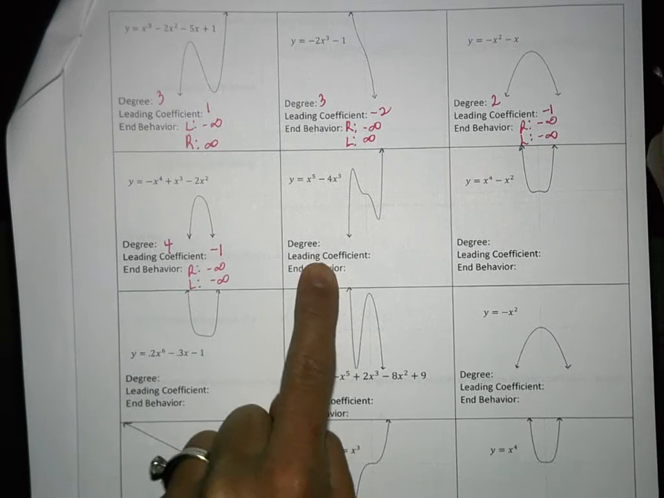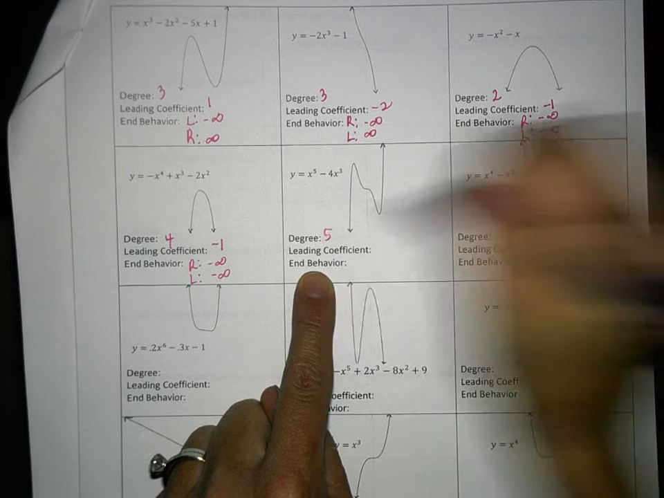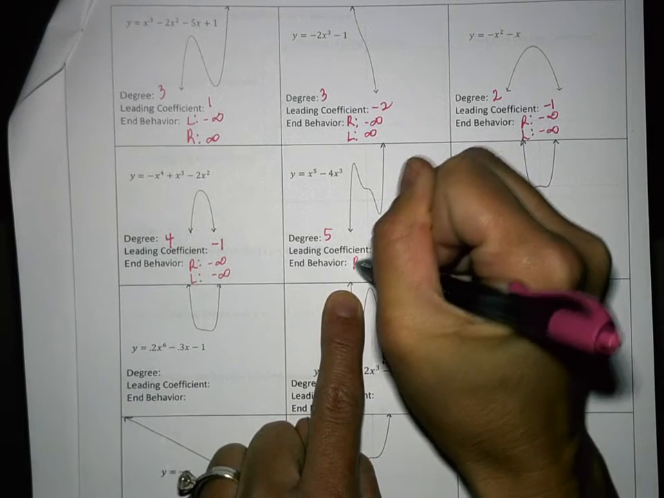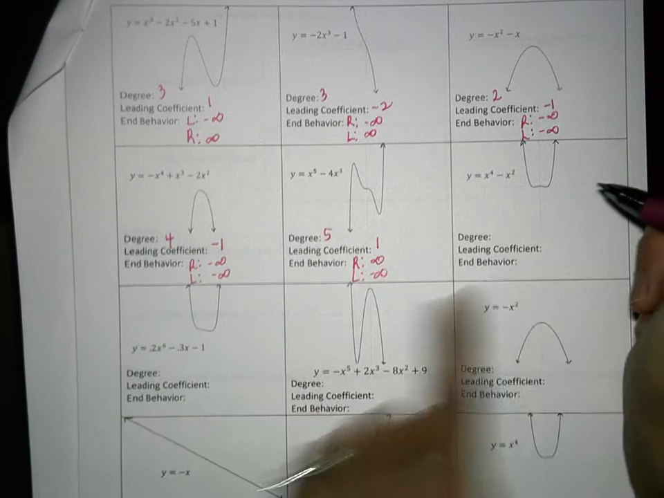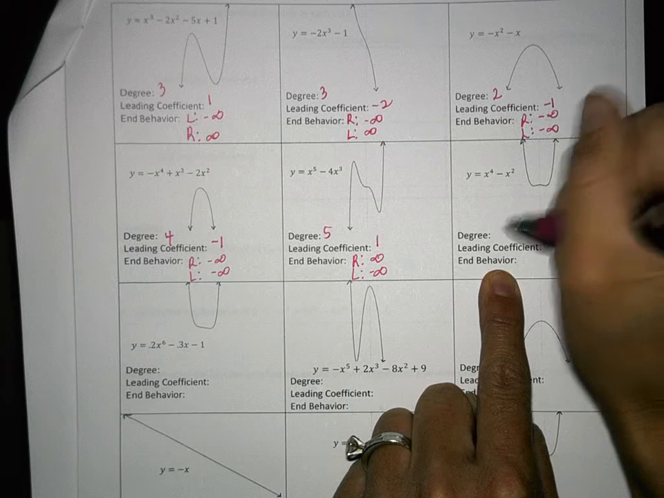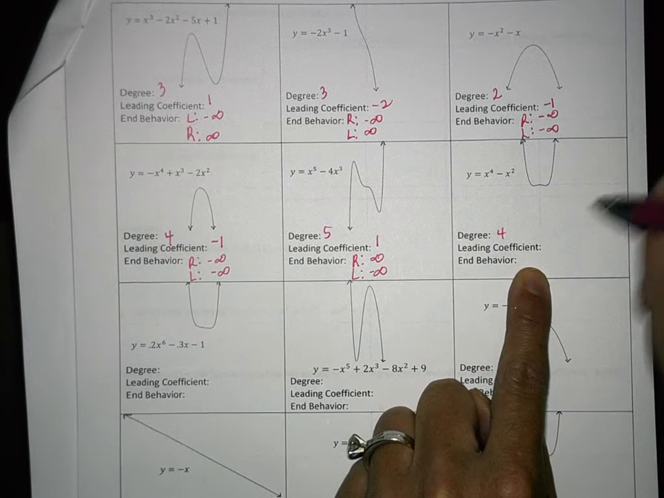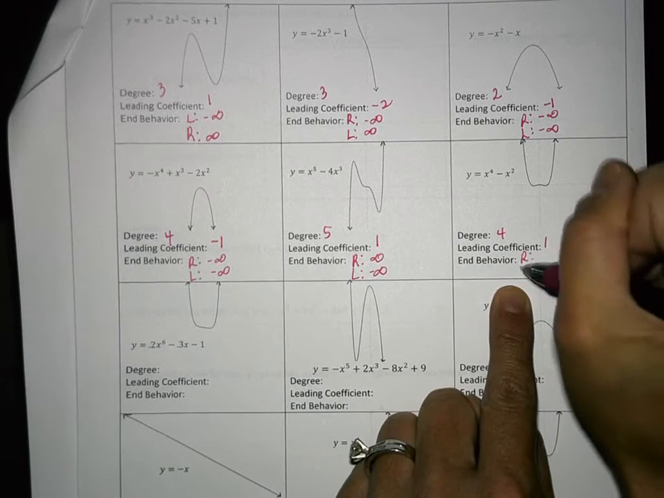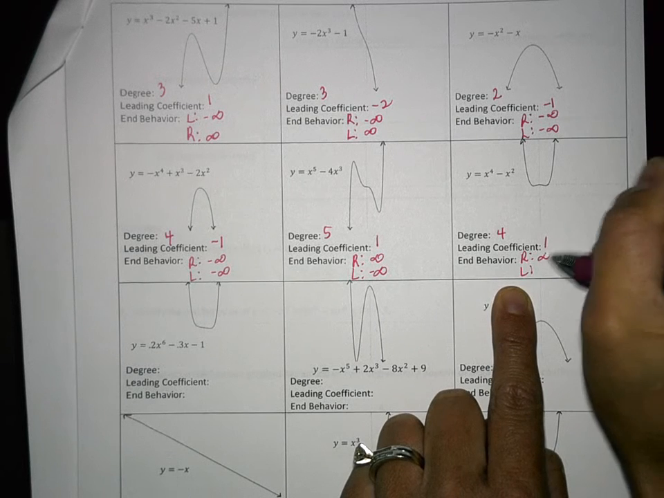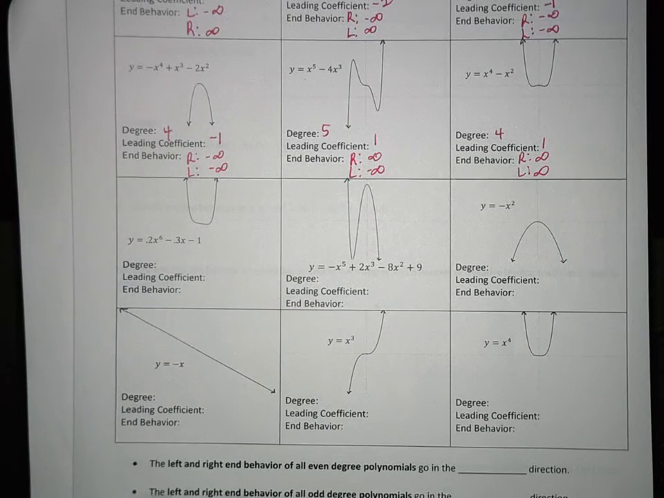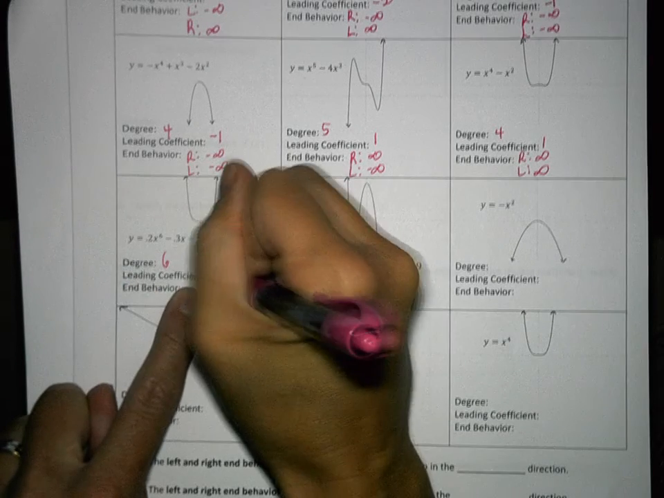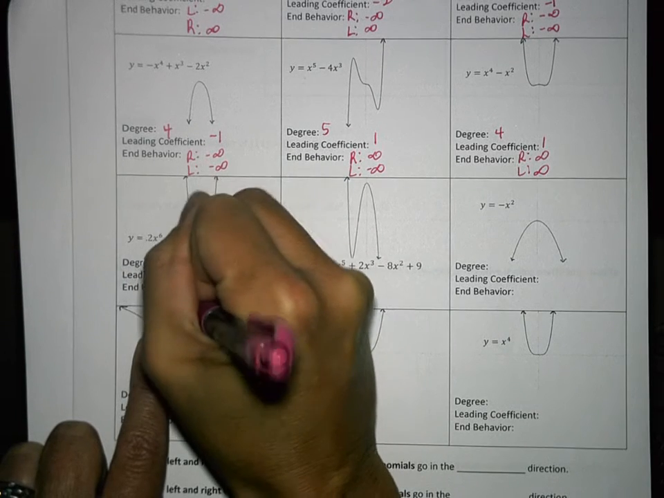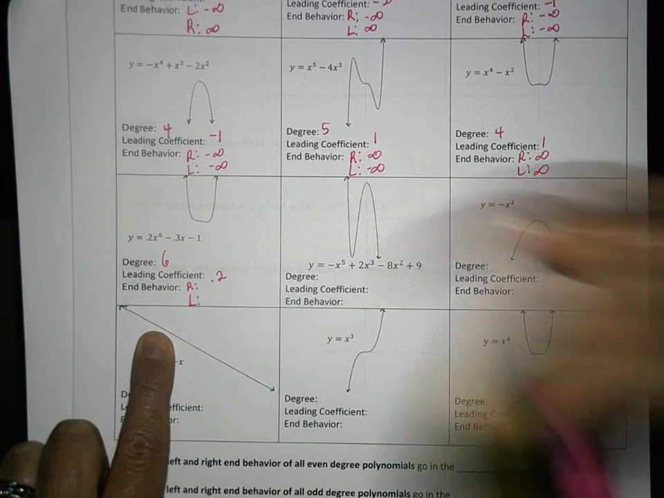Okay, so on this one, the degree is what? 5. The leading coefficient is 1, and my right end behavior is positive infinity, and the left is good. Okay, next one, degree is 4. Leading coefficient is 1. On the right and left, they're both going where? Good, positive infinity. Okay, moving down to the next row. What's my degree? 6. What is my leading coefficient? Good. On the right side and the left side, it's going where? Positive infinity.